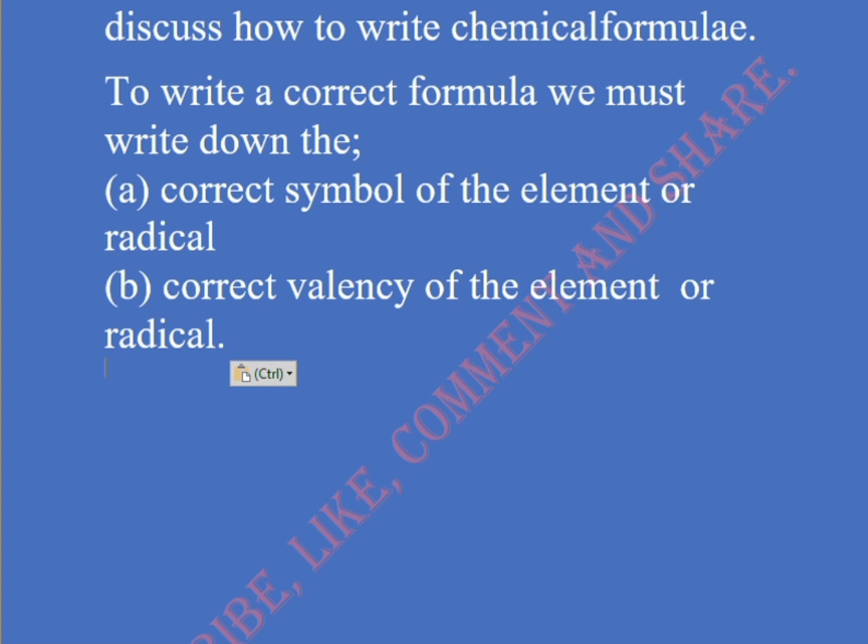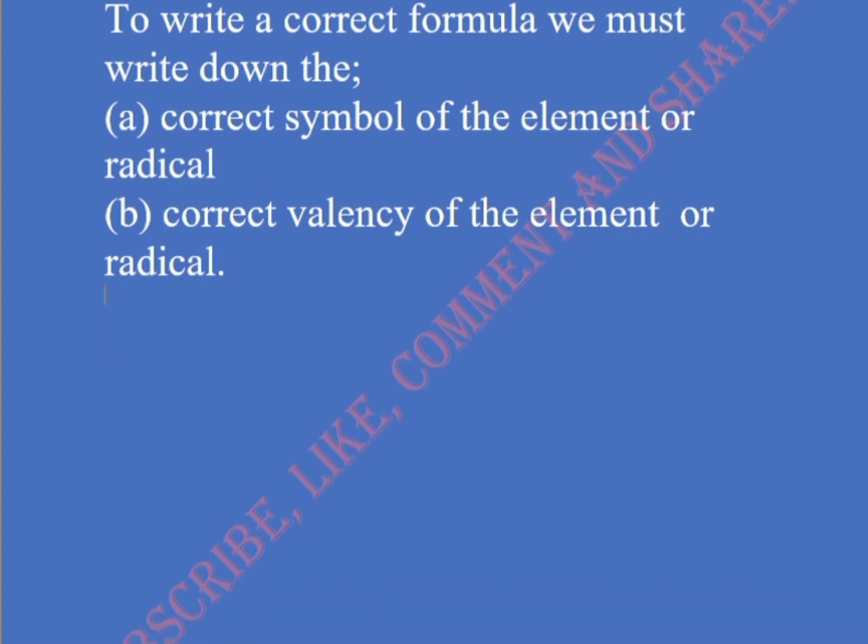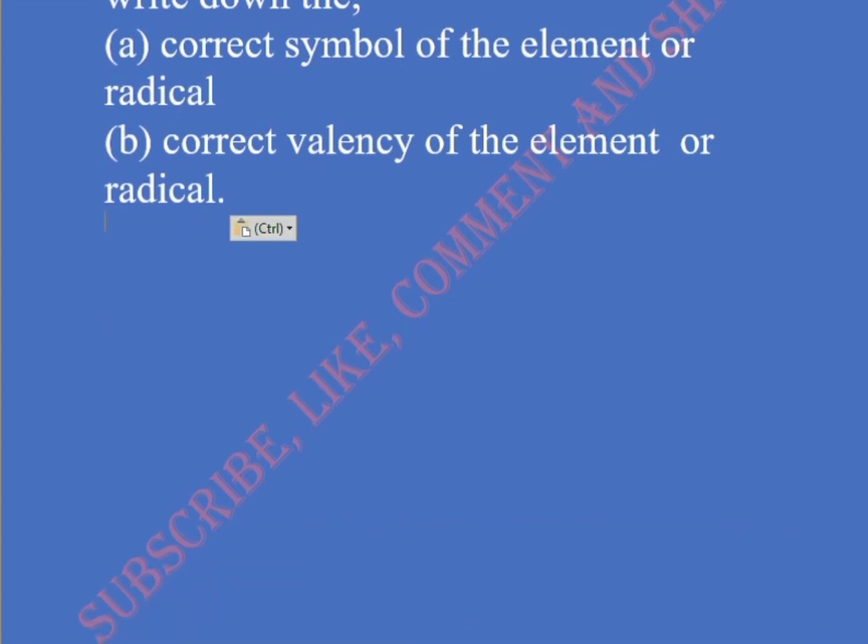Then 2. Correct valence of the element or radical. That's why in the first case, when we were discussing the ionization energy, the electron affinity and oxidation number, we also discussed the valency. The correct valency of the element or the radical is what has to be at your fingertips when you are writing any chemical formula.